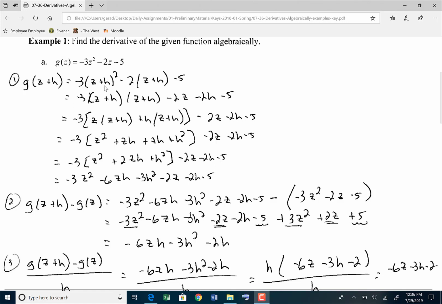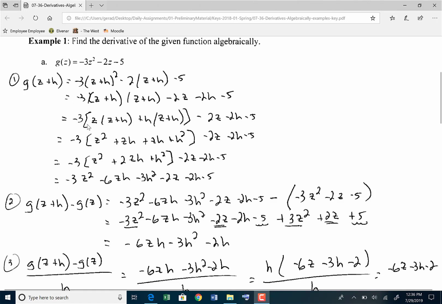So let's walk through the lines. I've just substituted the z plus h in the first line. I've expanded the square right there. I've distributed that minus 2. And in squaring it, I'm taking some small steps. So I've taken the z from the first parentheses and written it down and multiplied it by the second parentheses. I've taken the h from the first parentheses and written it down and multiplied it by that second parentheses. All the stuff on the outside of the square brackets, nothing has changed. We took care of that in the second step.